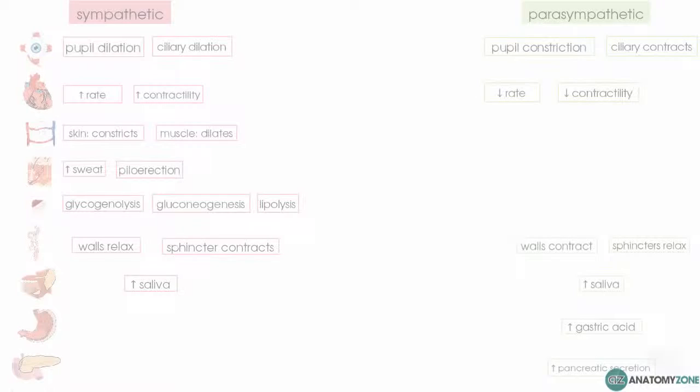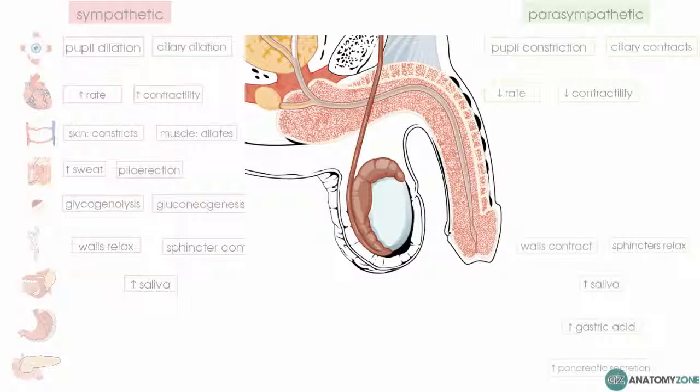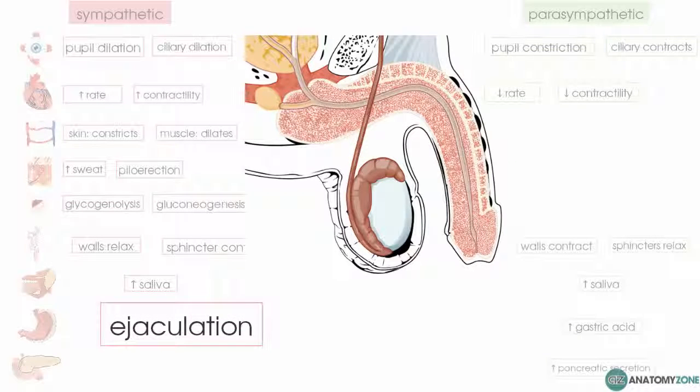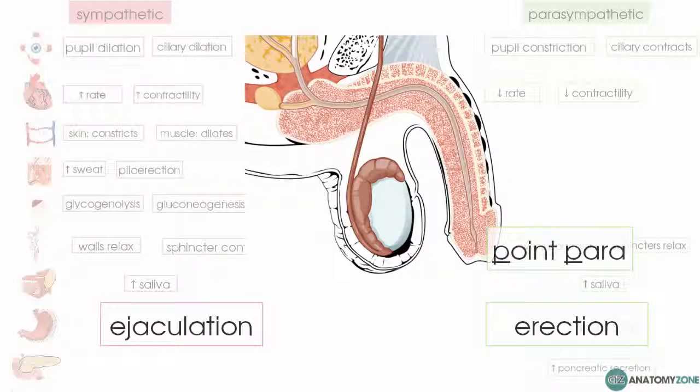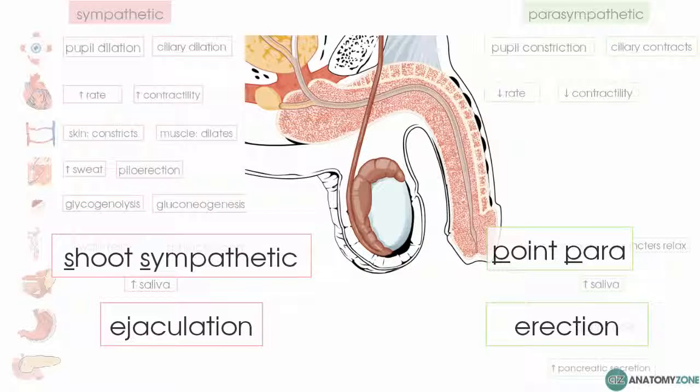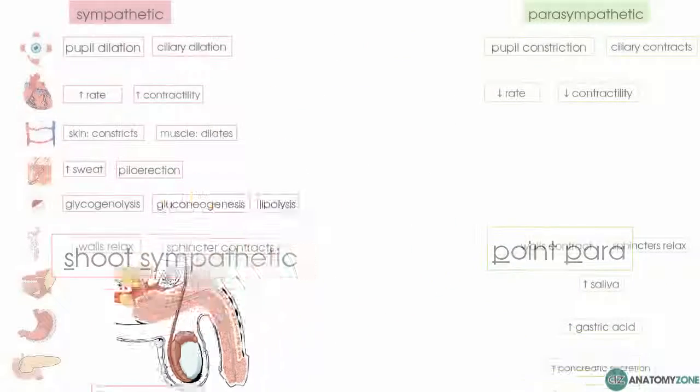In terms of the male genitalia, the sympathetic nervous system is responsible for ejaculation, whereas the parasympathetic nervous system causes erection. There's a simple mnemonic for remembering that: point and shoot. Point, parasympathetic, causes erection, and shoot, sympathetic, causes ejaculation. That's an easy way of remembering those two functions.